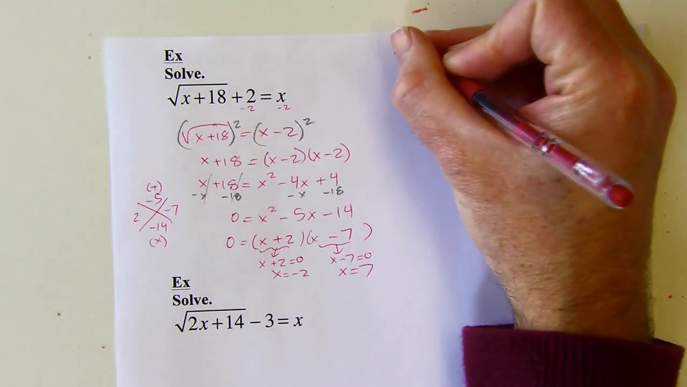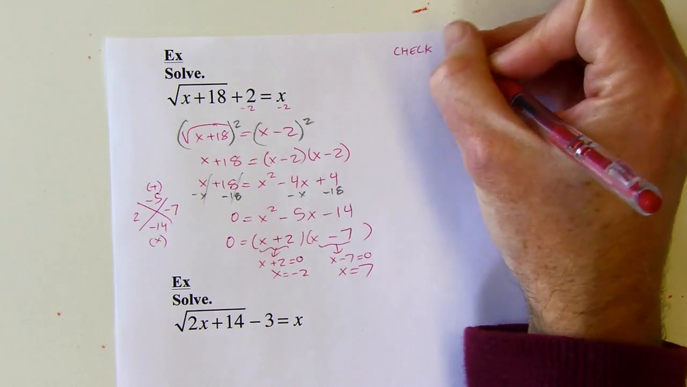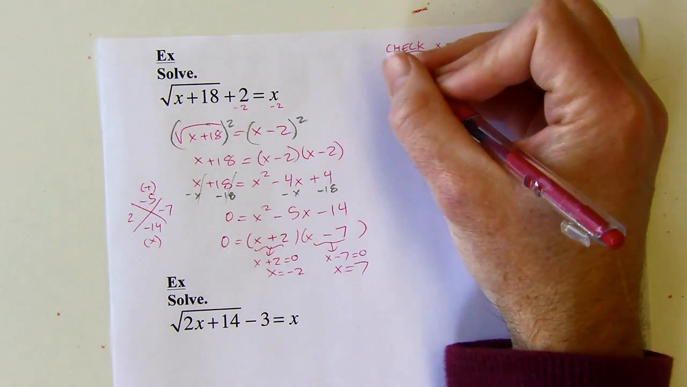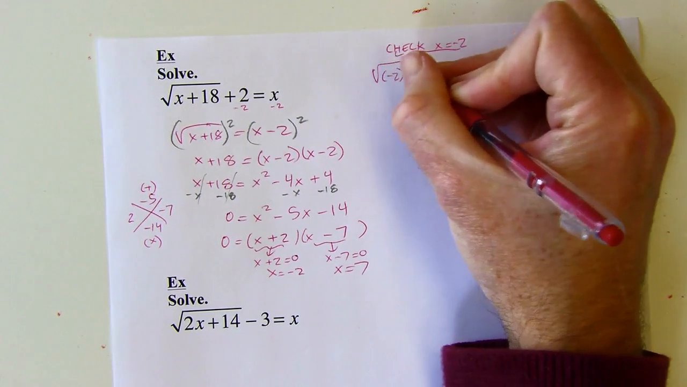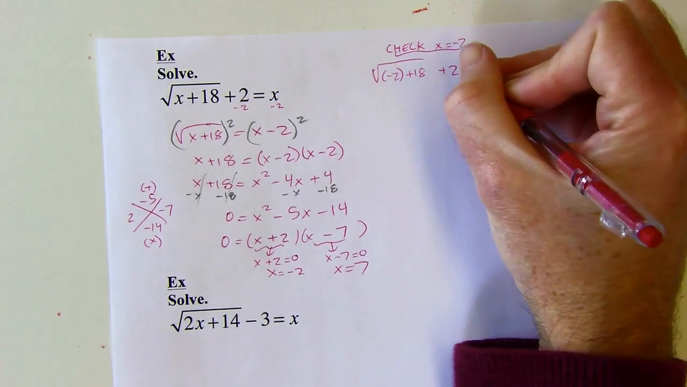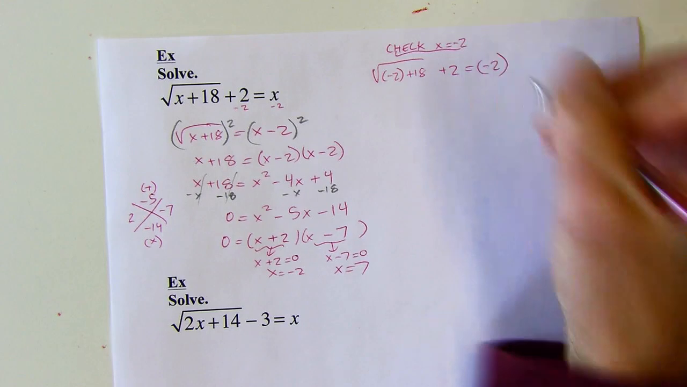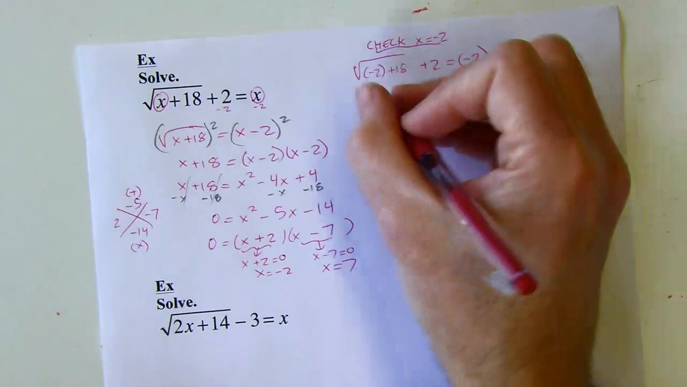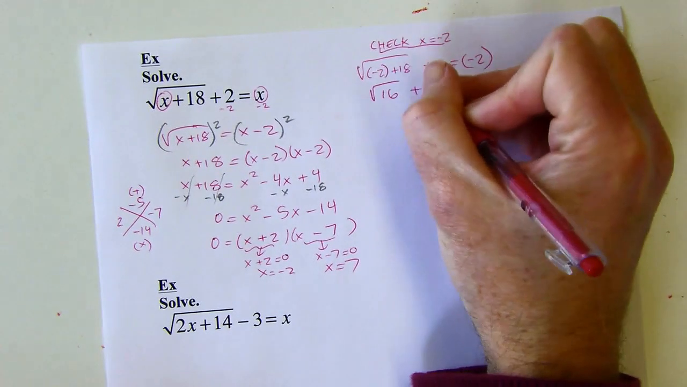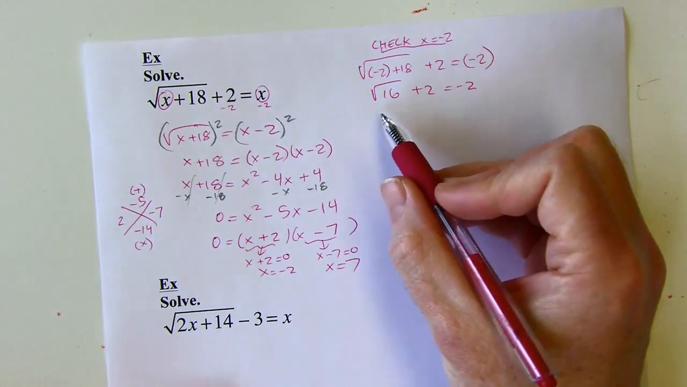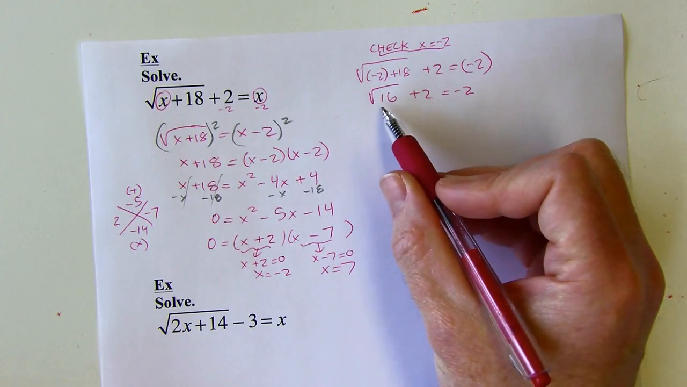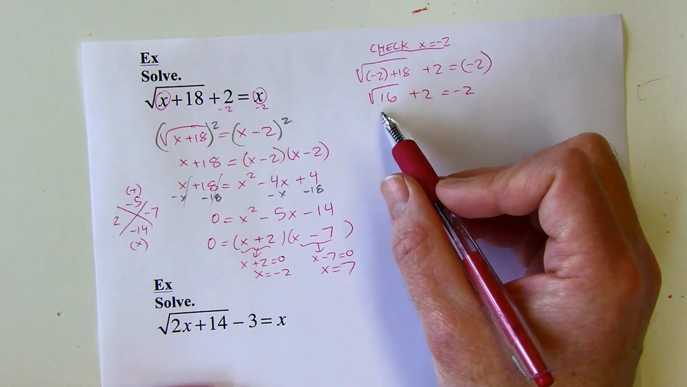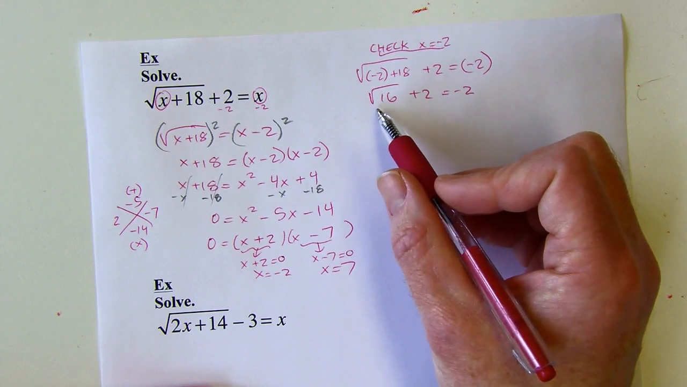I'll check x equals -2 first. Let's try that out in the original equation. Okay, so plugging -2 in both slots for x, right? Both slots. Okay, and then I've got root 16 plus 2 equals -2. Okay, so it's tempting to simplify root 16 as -4 because one of the square roots of 16 is -4. But I don't want to do that. For the checks, only use the positive root.